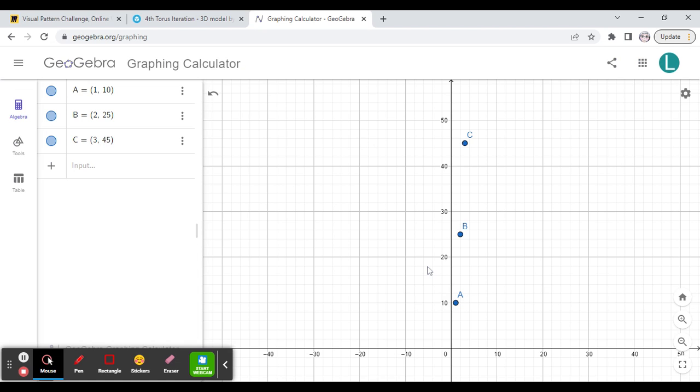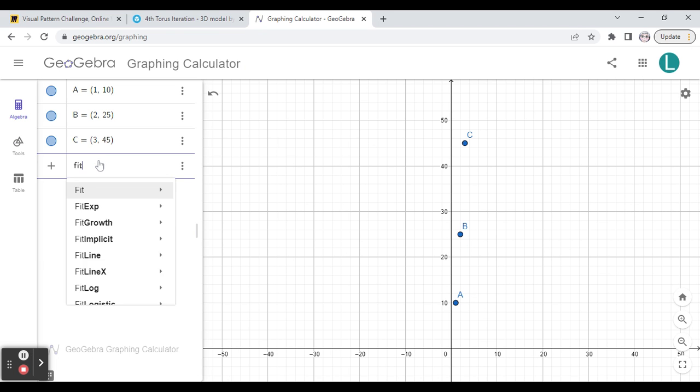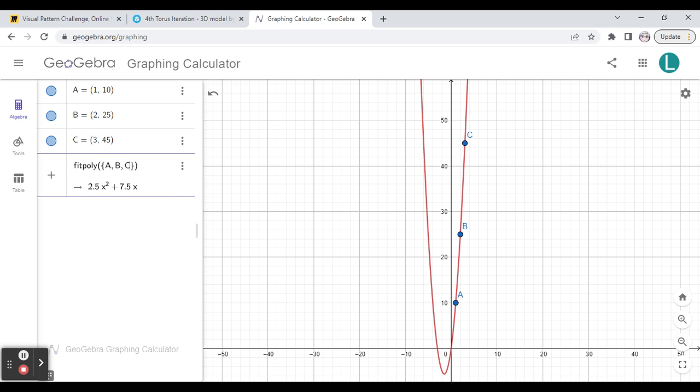So let's actually see if we're correct here. What I've done, actually, I set this up ahead of time. I put in the points we had, A, B, and C here. And then we're going to use the GeoGebra fit poly command, and we'll put in our points A, B, C, and see what happens. And what we got is 2.5x squared plus 7.5x. That would be 5x squared plus 15x all over 2 if you multiplied both these by 2. So that does verify what we came up with there.